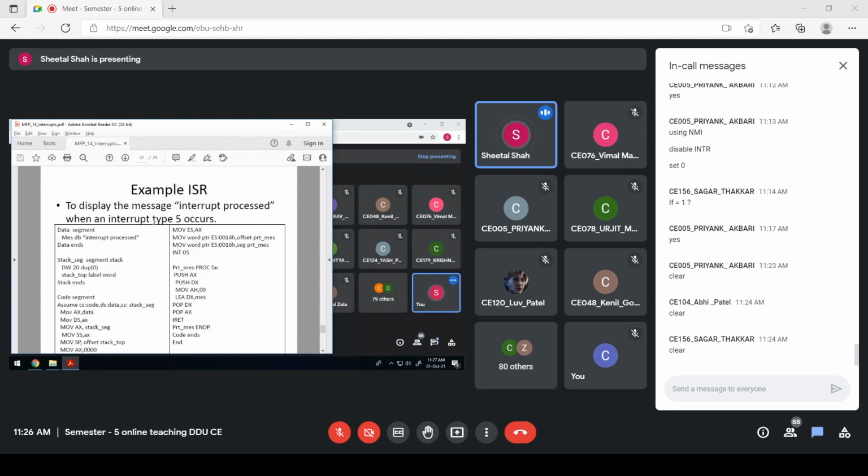Suppose a type 5 interrupt is there. So how to write an interrupt service routine, that we'll see. Suppose this is my data segment, and I have some message written into this data segment. Then this is a stack segment. As we know, whenever we are using a procedure, we have to initialize a stack segment, but it is not always necessary. Here, since I am using a procedure, I am writing it here.